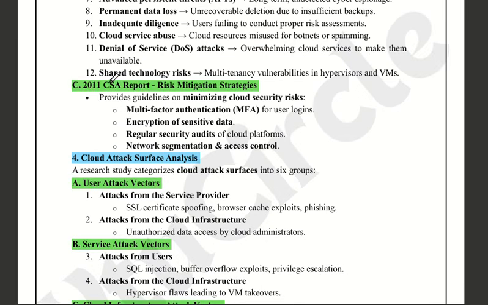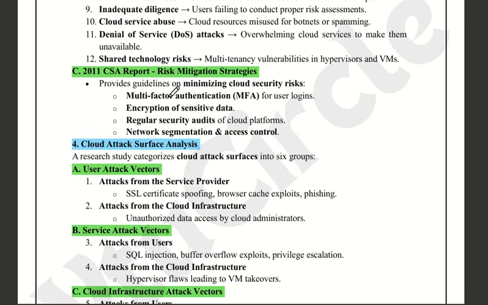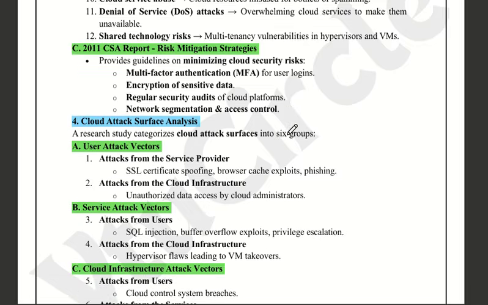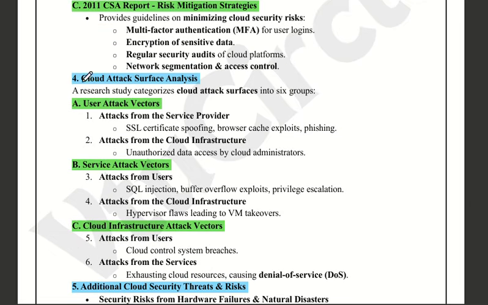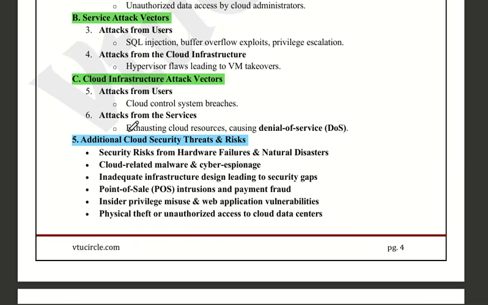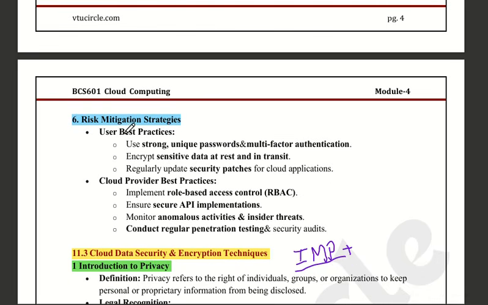Then again, the 2011 CSA report, the risk mitigation strategies they have applied. Those are multi-factor authentication, encryption of sensitive data, regular security audits, network segmentation and access control. And the fourth one is cloud attack surface analysis, and additional cloud security threats and risks. So finally, risk mitigation strategies are there. You just go through the description.